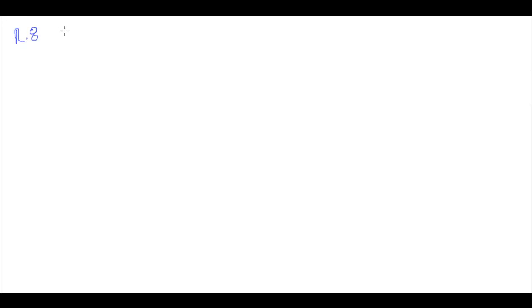Okay, last video for section R.8, and this is rational exponents. Let's just start by talking about what one means. If I'm looking at something like a to the 1 over n, this is the same as the nth root of a.